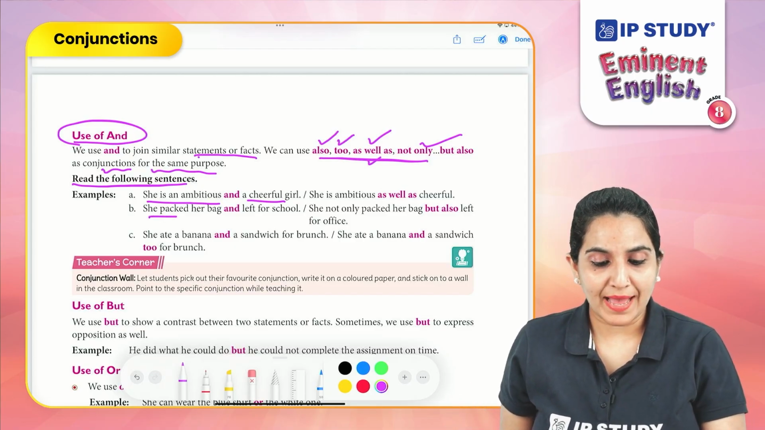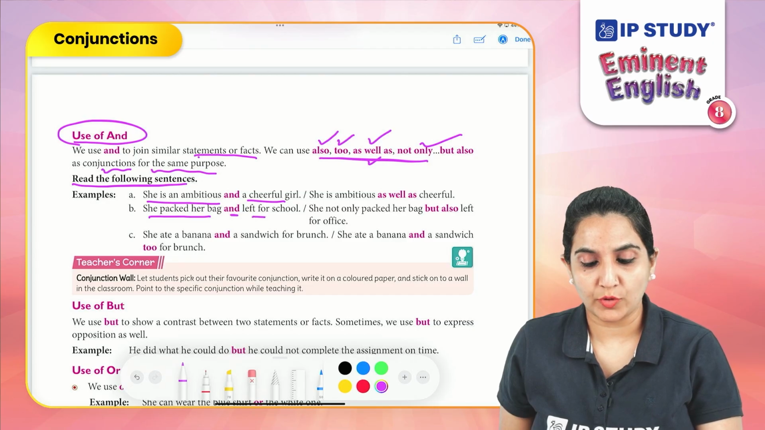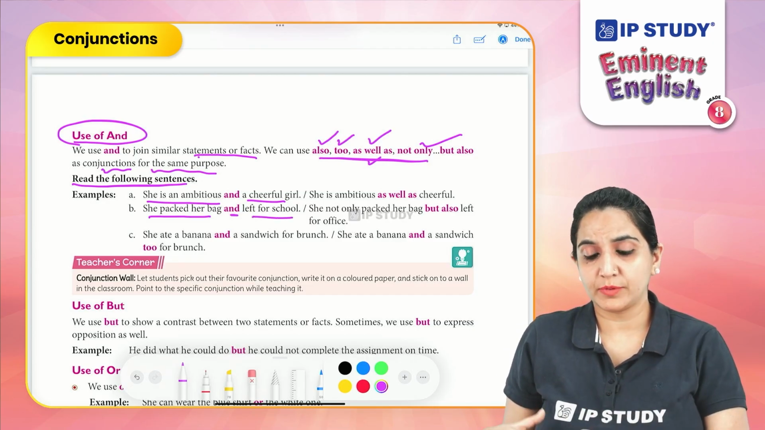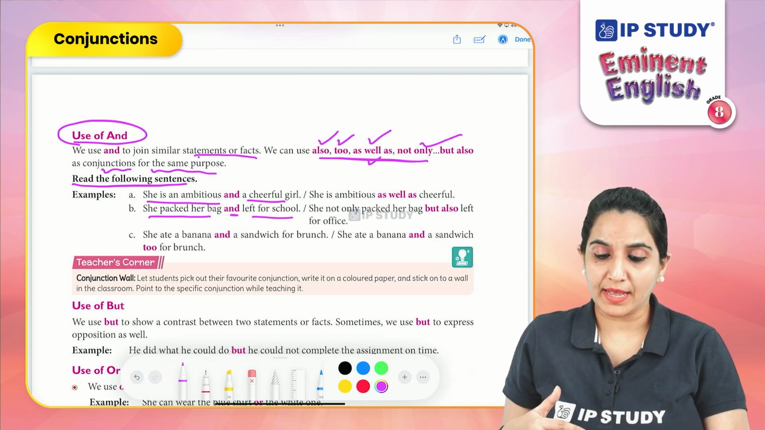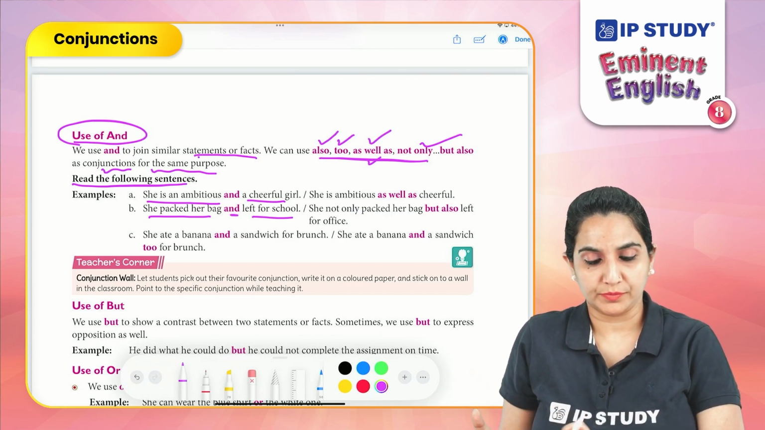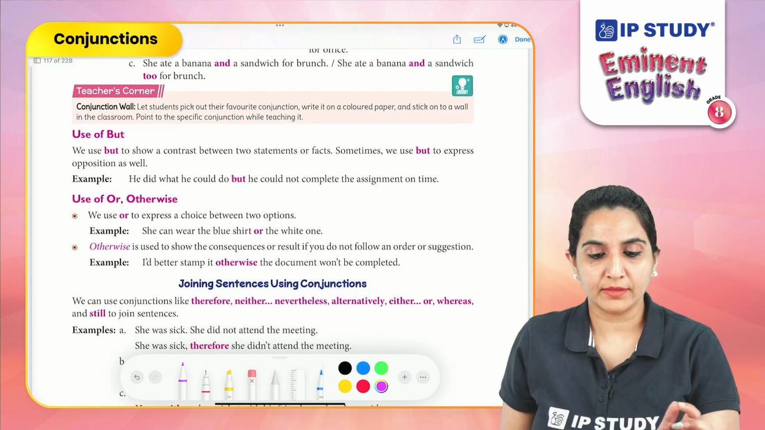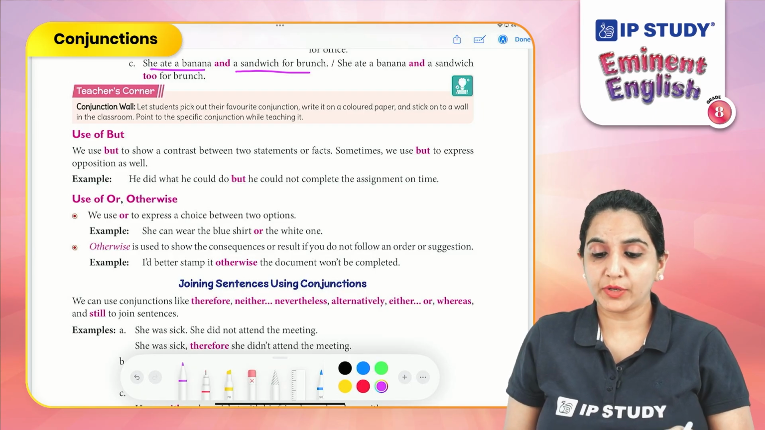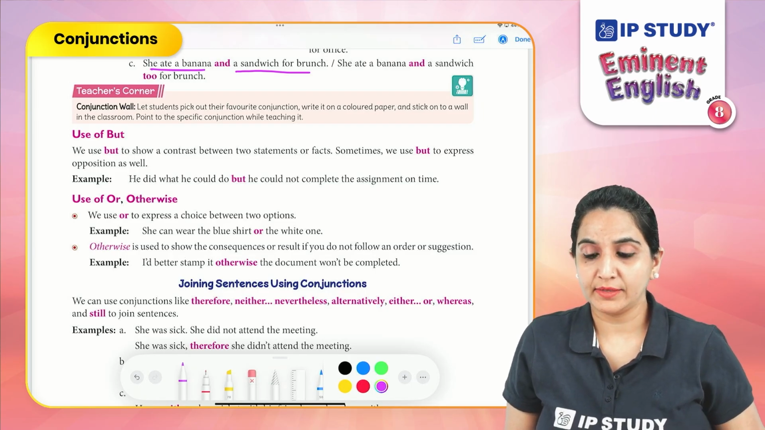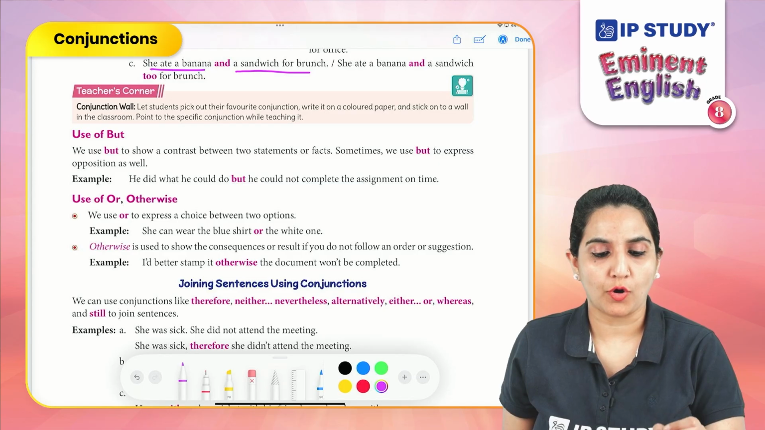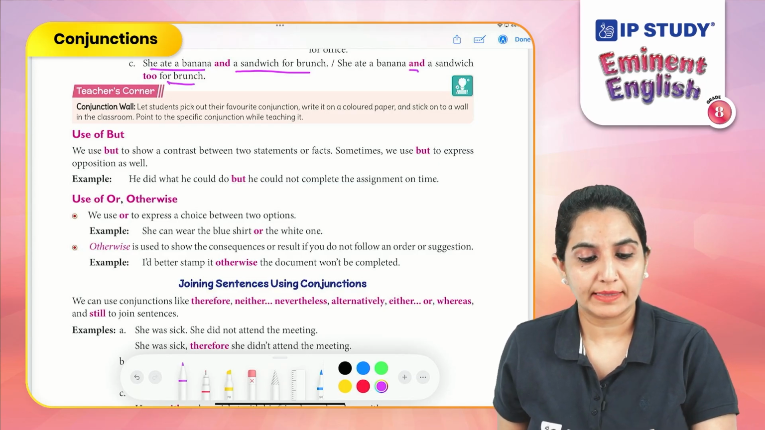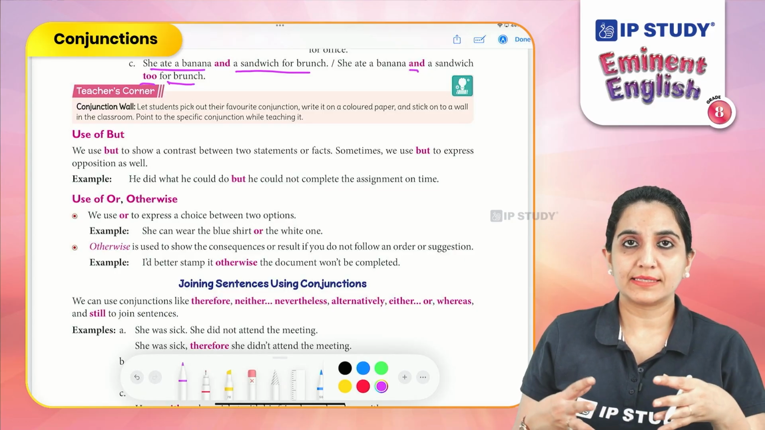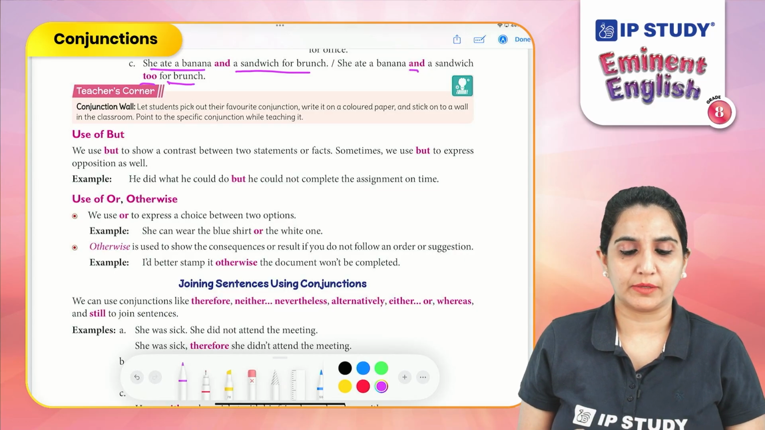She packed her bag and left for school, right? Alternatively, you can use: she not only packed her bag but also left for school. She packed her bag as well as left for school. She ate a banana and a sandwich for brunch. Alternatively, you can use: she ate a banana and a sandwich too for brunch. So and, too, they can be used together. So and is used to join two words or phrases that are similar in meaning.